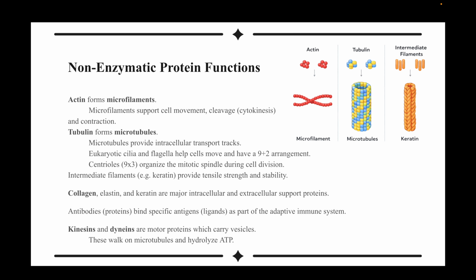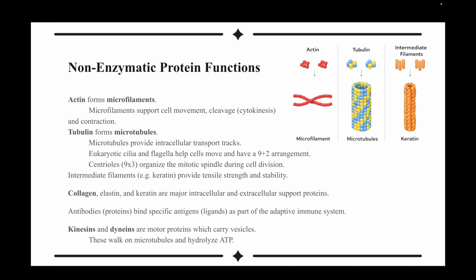Here are some non-enzymatic proteins you should know. Actin forms microfilaments, and microfilaments support cell movement and cleavage like in cytokinesis and contraction. Tubulin forms microtubules, and microtubules provide intracellular transport tracts, like rails on a railroad. Microtubules are also important for eukaryotic cilia and flagella, which help move cells in solutions and have a 9+2 arrangement, which means there's 9 doublets of microtubules with 2 central microtubules.